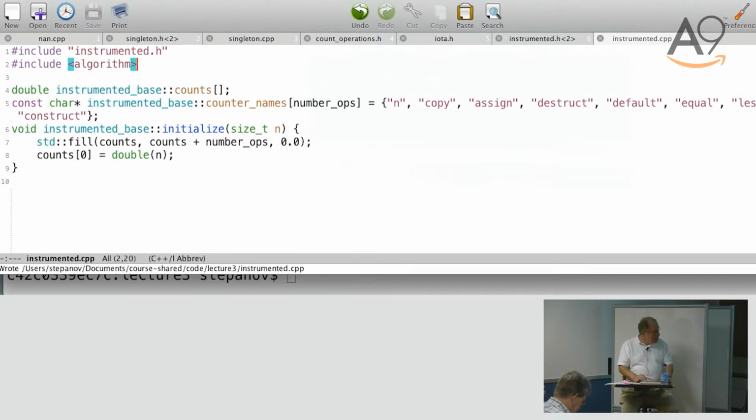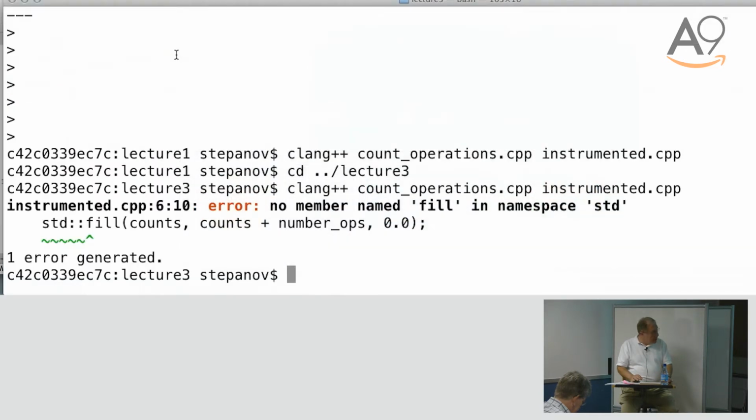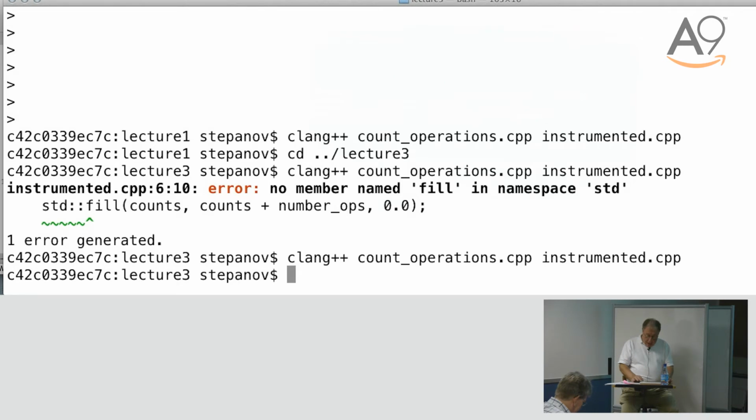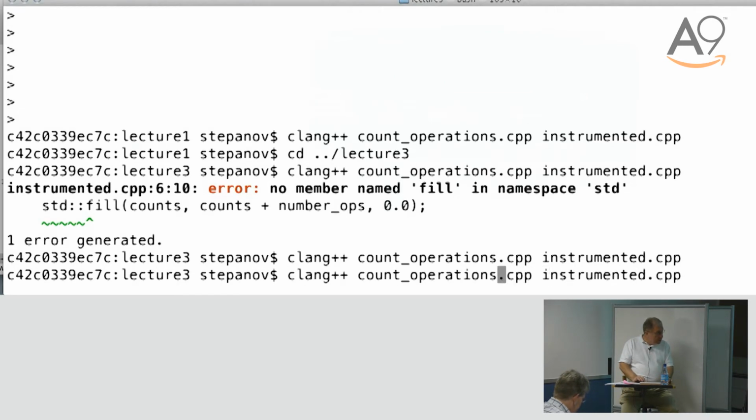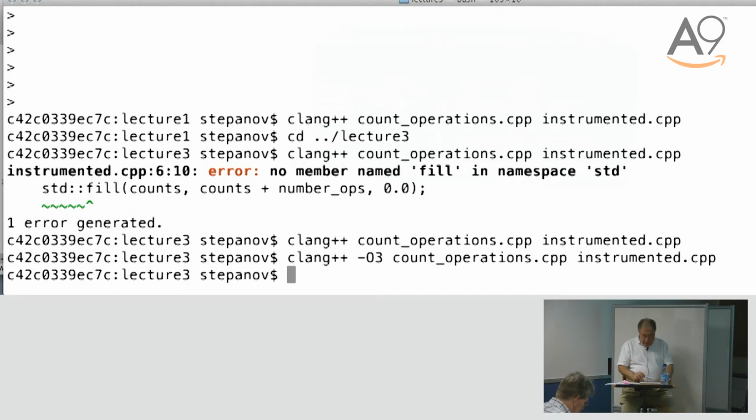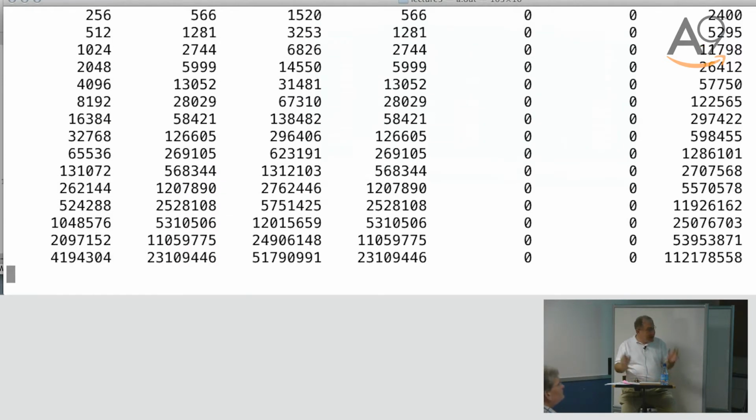Control X, Control S, and we go back, and we attempt to compile. This is good. Let us compile it one more time, but with O3. O3. Okay. So just to show that it actually works, something works.